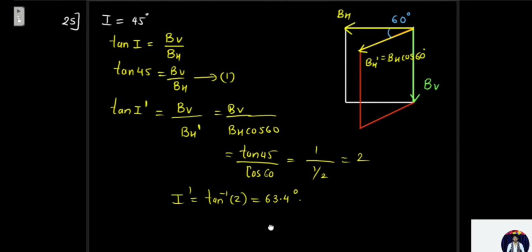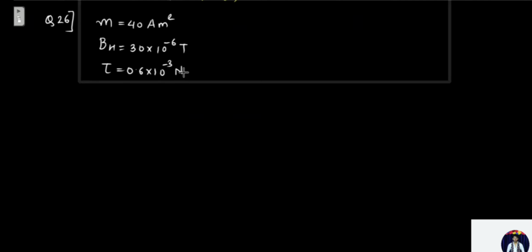Moving on to question number 26. A compass needle of dipole moment 40 ampere meter square, pointing geographical north at a certain place where the horizontal component of Earth's field is 30 micro Tesla, 10 raised to minus 6 Tesla, experiences a torque of 0.6 into 10 raised to minus 3 Newton meter. Calculate the declination at the place.